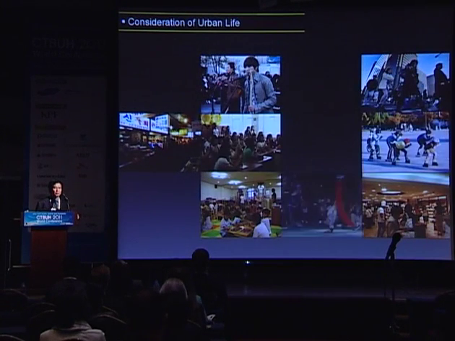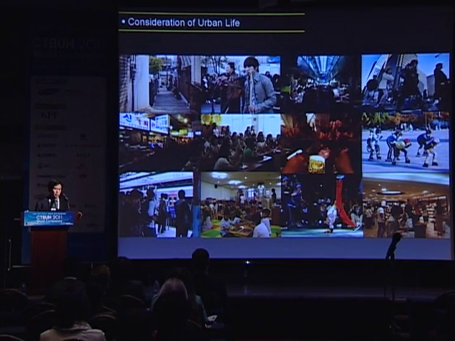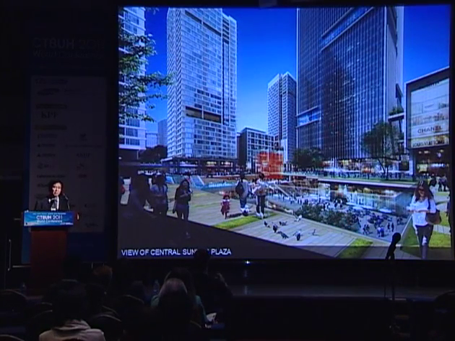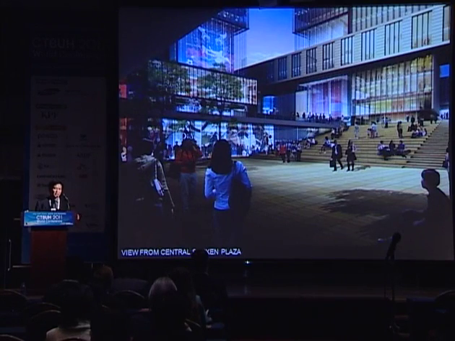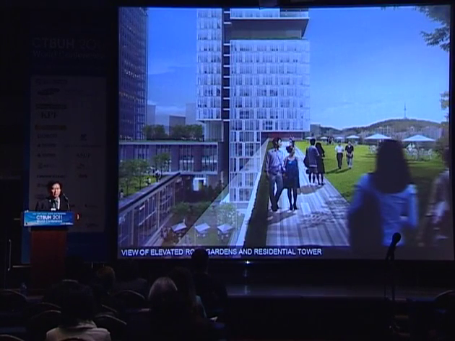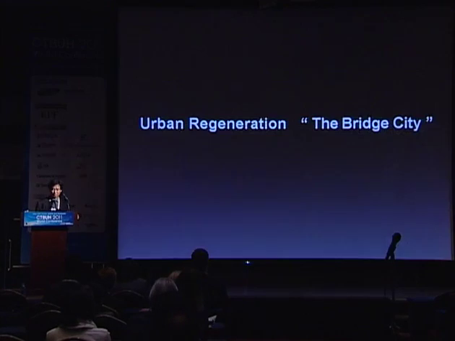The last one is about the people. Originally, the site was used and occupied by a marketplace, so people were easily coming in and out all the time. They loved each other. So we need to remember those behaviors of people for the future city life. The project needs open spaces, underground second plazas and green spaces. We call it the urban regeneration bridge city, our new project.